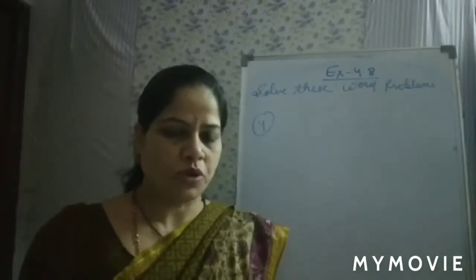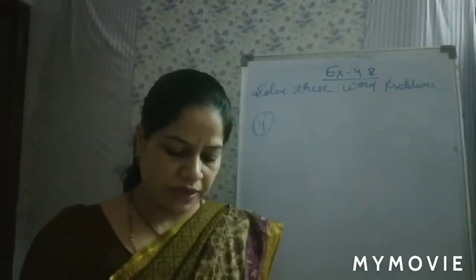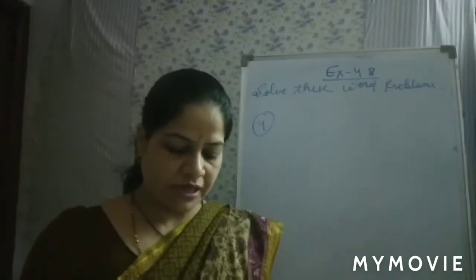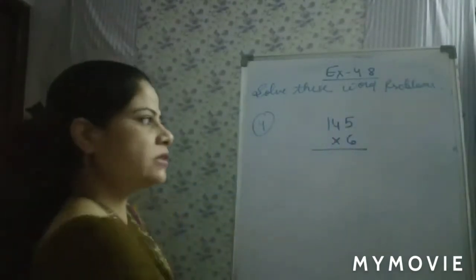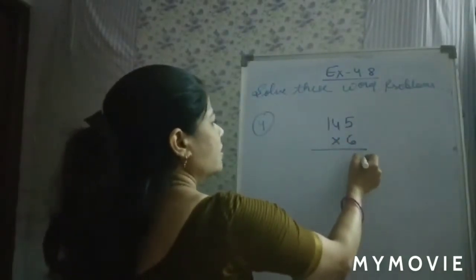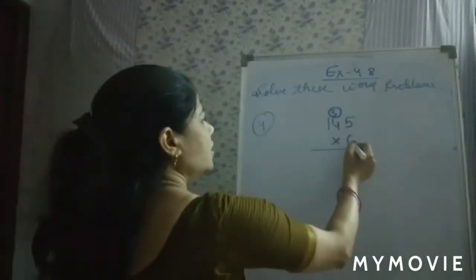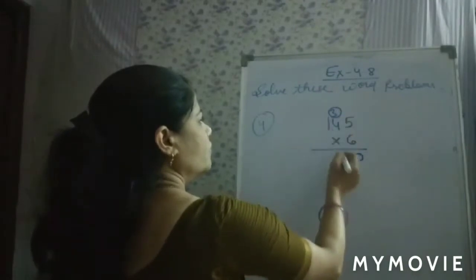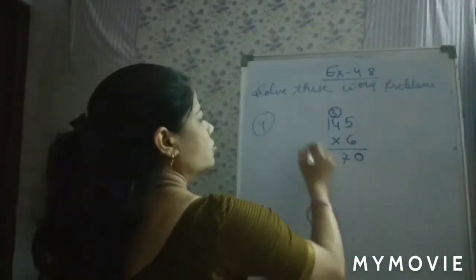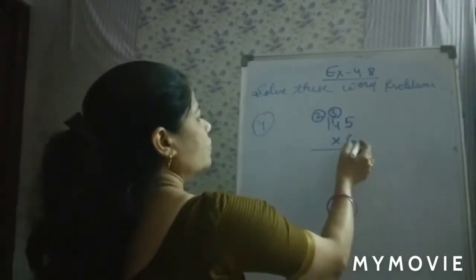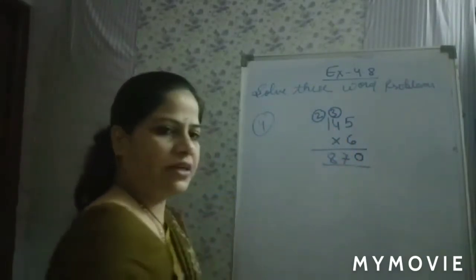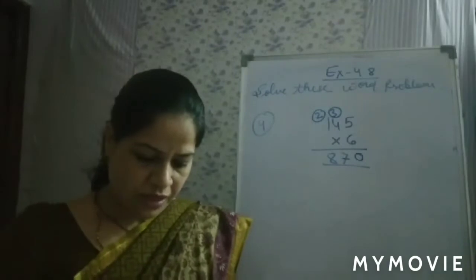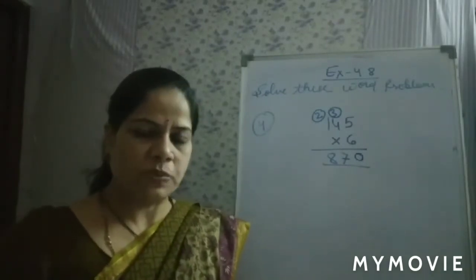Now the fourth word problem is 6 aeroplanes, each carrying 145 passengers. So multiply 145 by 6. 6 5s are 30. Write 0 in the answer, carry over 3. 6 4s are 24. 24 plus 3 is 27. So write 7 in the answer, carry over 2. 6 1s are 6 and 6 plus 2 is 8. 870 people went to Kashmir on Thursday.